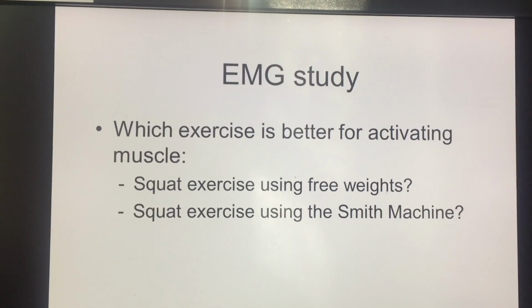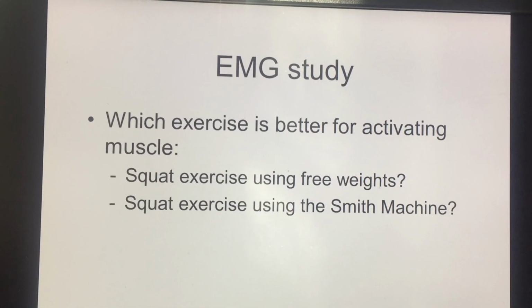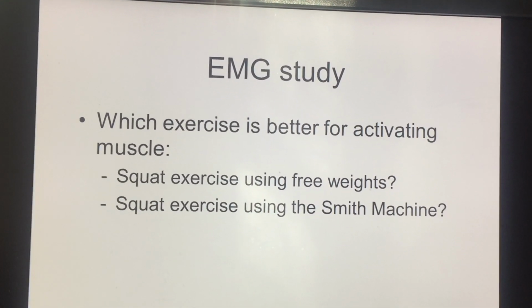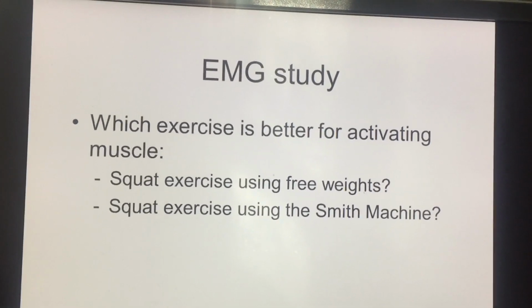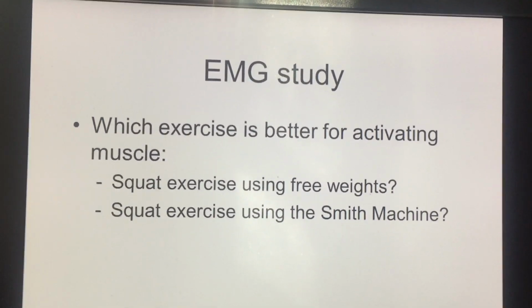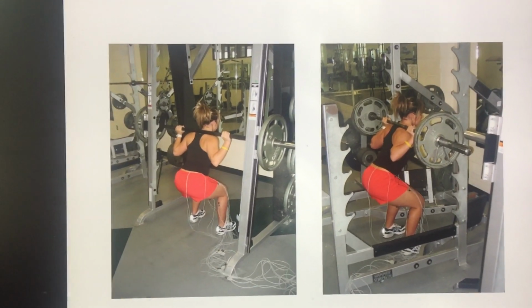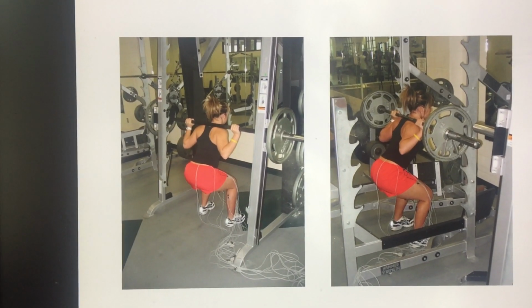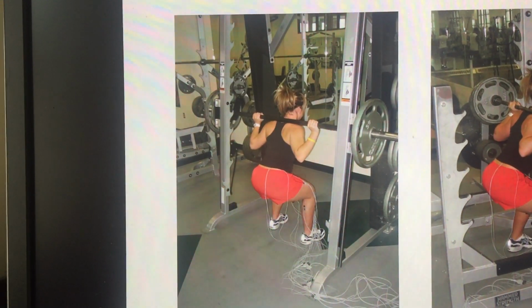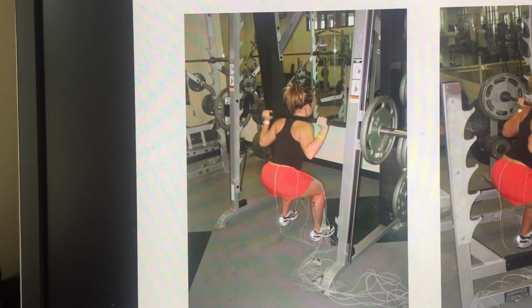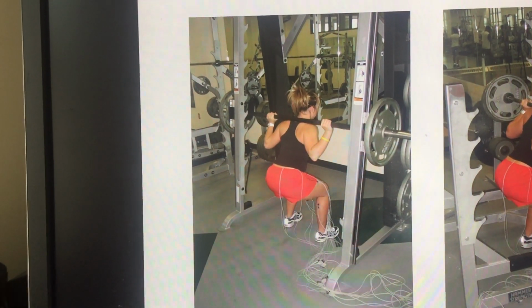So this is an EMG study we did comparing two different types of exercises, both using the squat exercise. One was using a squat exercise with free weights, and one was the squat exercise using the Smith machine. You can see that the Smith machine is on the left-hand side. The free weights are on the right-hand side. So with the Smith machine, it allows you to do the exercise in a more stable environment. So you can see that the machine holds the barbell kind of in a rack.